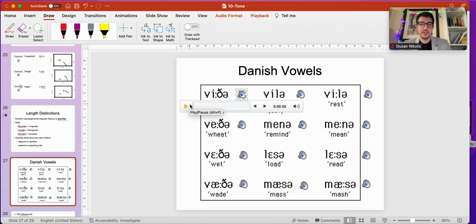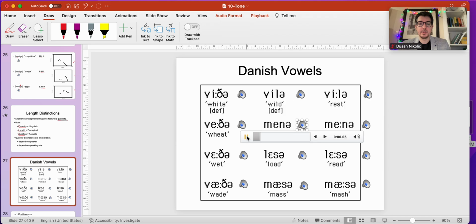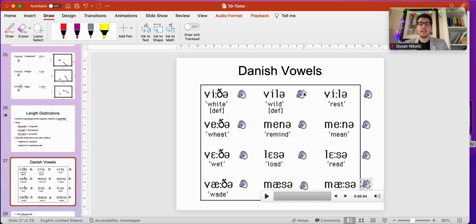So this is ved, vid, ved, hvad, väda, right? Now we will go through vild, ville, hvile, ville, minde, mene. Yeah, you can feel the difference, right? Minde, mene, hear the difference actually. Læse, masse. Right. So, especially between these pairs, right?